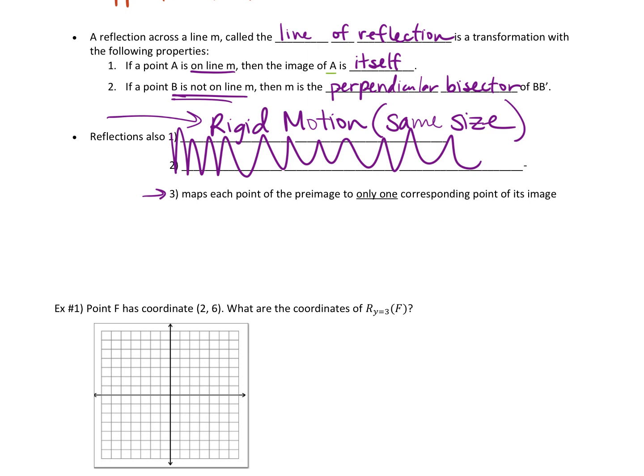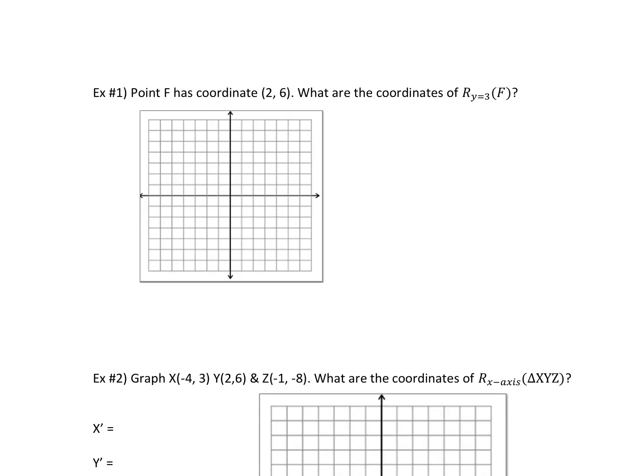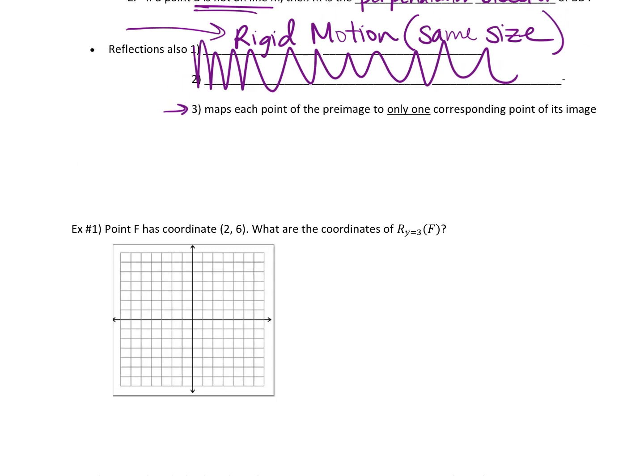So here's what you're going to be doing with reflections. It says you have this point F at the point (2, 6). Where do you move for the point (2, 6)? 2 to the right, 6 up. Okay, so go 2 to the right, 1, 2, 3, 4, 5, 6 up. So you should have a point right there.